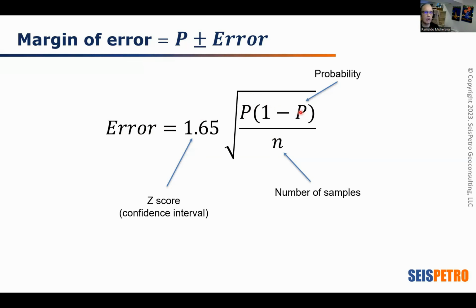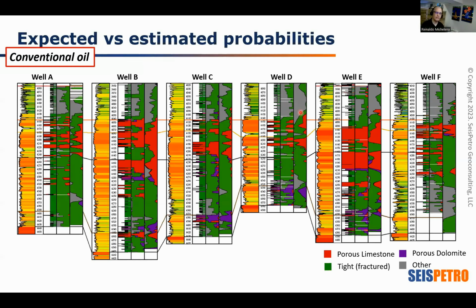Okay, going back to results from a different area. This is a conventional oil example in offshore Brazil, where we wanted to map 4 different phases: the porous limestone and the porous dolomite, where the oil was deposited. There was also a tight fracture rock and other phases, a combination of different rocks. So here are the results for 6 wells.